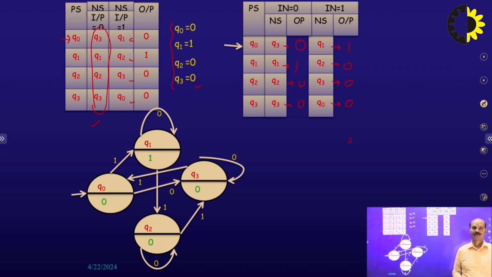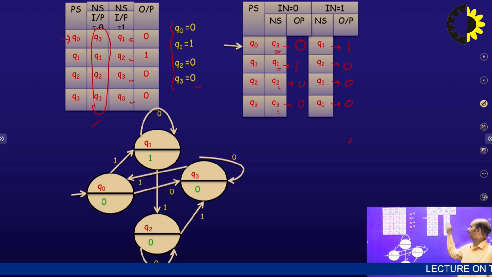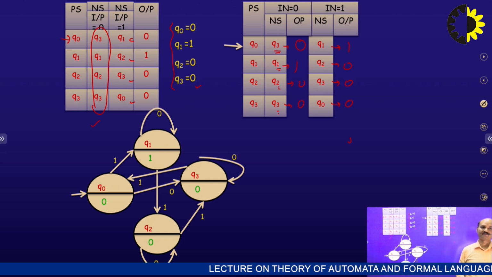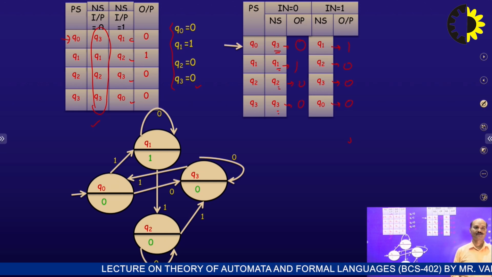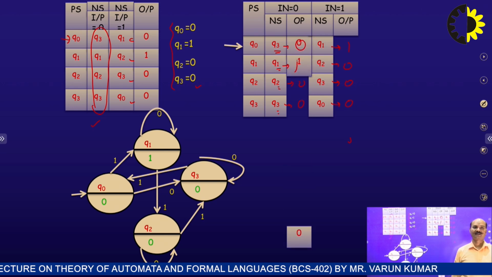Okay, right? What we have extracted from this table, that is Q0 is equal to 0, Q1 is equal to 1, Q2 is equal to 0, Q3 is equal to 0. Simply write the value of Q3 here, the value of Q1, Q2, Q3 and so on. This is the complete procedure how we convert the Moore machine into the Mealy machine. So this is our output.